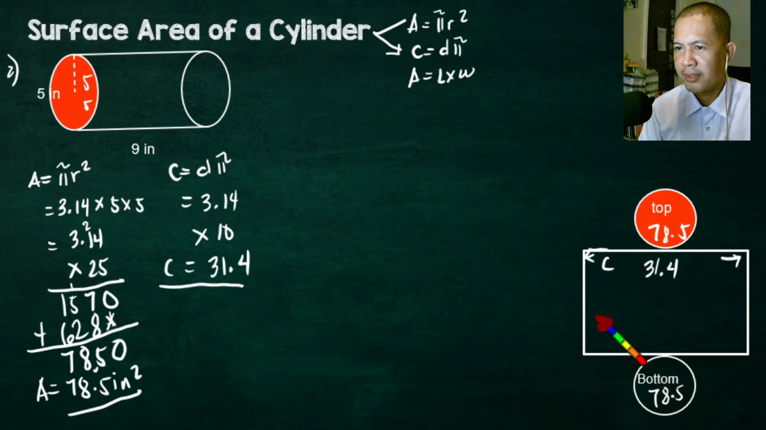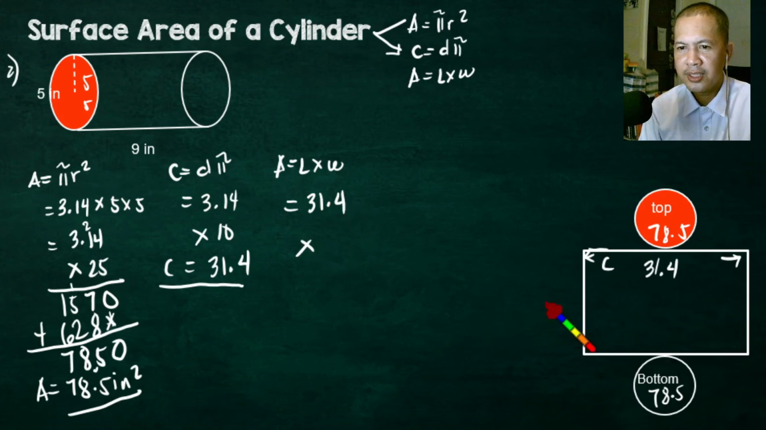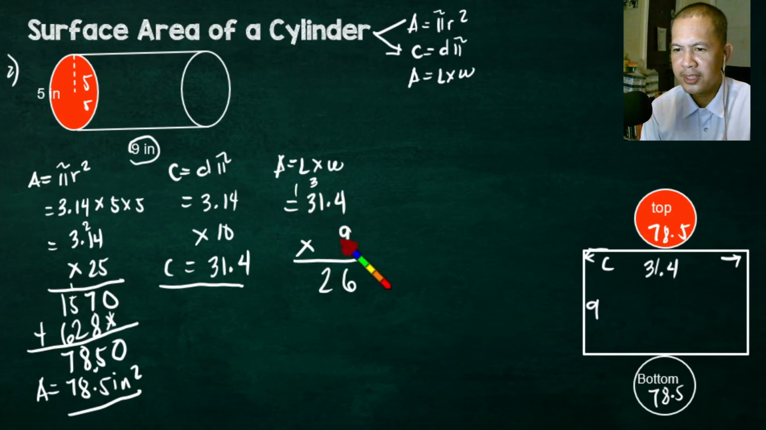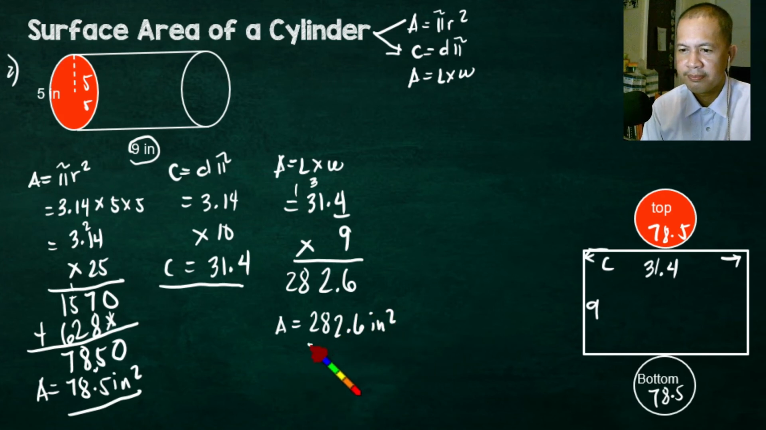31.4. Okay, and then hanapin naman natin ang area ng ating rectangle na length times width. So, dito ang ating formula ay length times width. Ang length natin dito is 31.4 times ang ating width na 9. Okay? So, times 9. So, that is 9 times 4, 36. Carry 3, 9 times 1, 9 plus 3, that is 12. Carry 1, 9 times 3, 27 plus 1 is 28. So, 1 decimal, this is 1 decimal. So, ang ating area ng ating rectangle is 282.6 inches square.